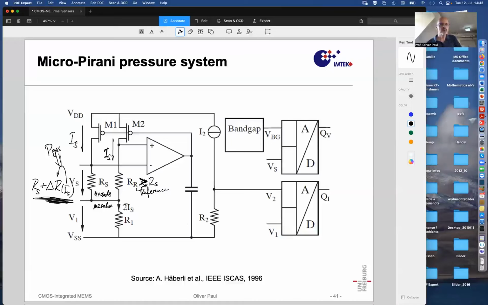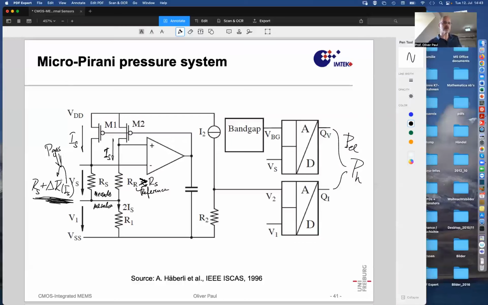so one measures the current IS, one measures the voltage drop over the sensor, and from these two informations that are extracted in these A to D converters, in these bit streams, one is able to basically extract the heating power, the electrical power, P electrical, that goes through the sensor. Of course, the current IS that is needed to reach that delta R strongly depends on P gas.